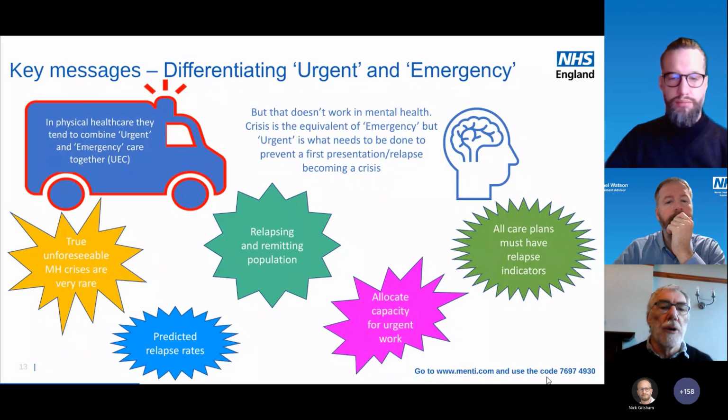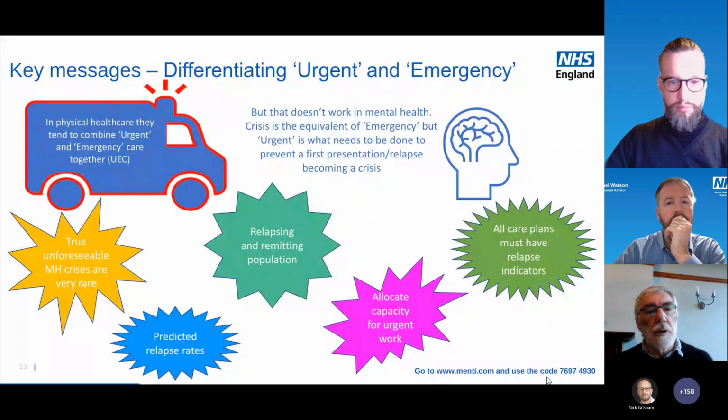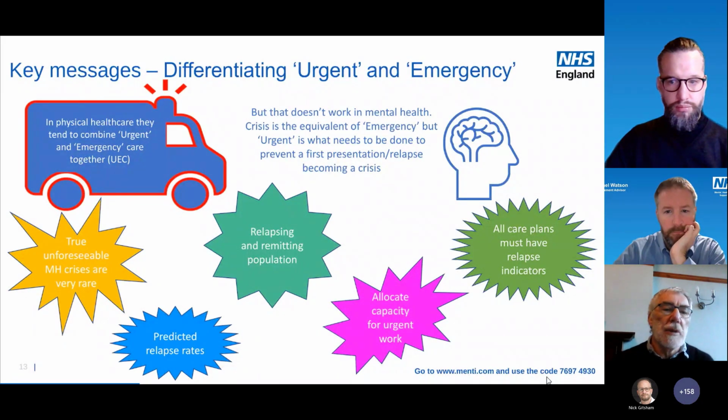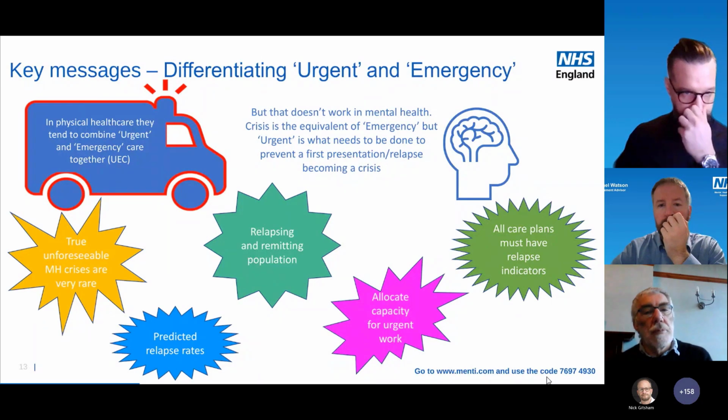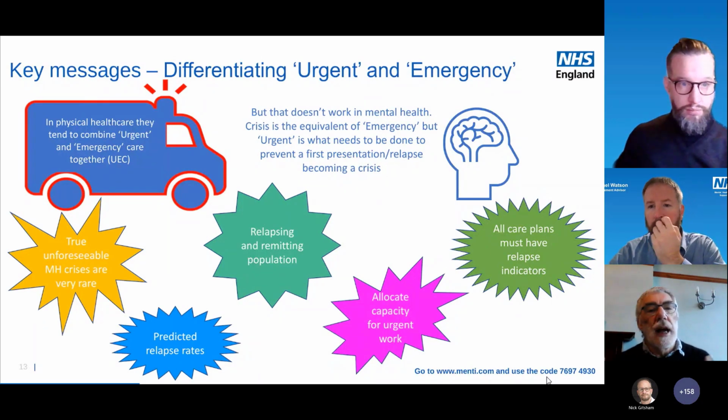So we need to move to the point where we are using the data we've got. We can't at this point very well predict which people are going to relapse in which week, although there are now services starting to look at that data. But what we can predict is that for a given community team, there will be a certain number of people in relapse in any given week. And what we need to do is keep capacity back for them, so when they start to relapse, they are seen within hours or days, not months or longer.